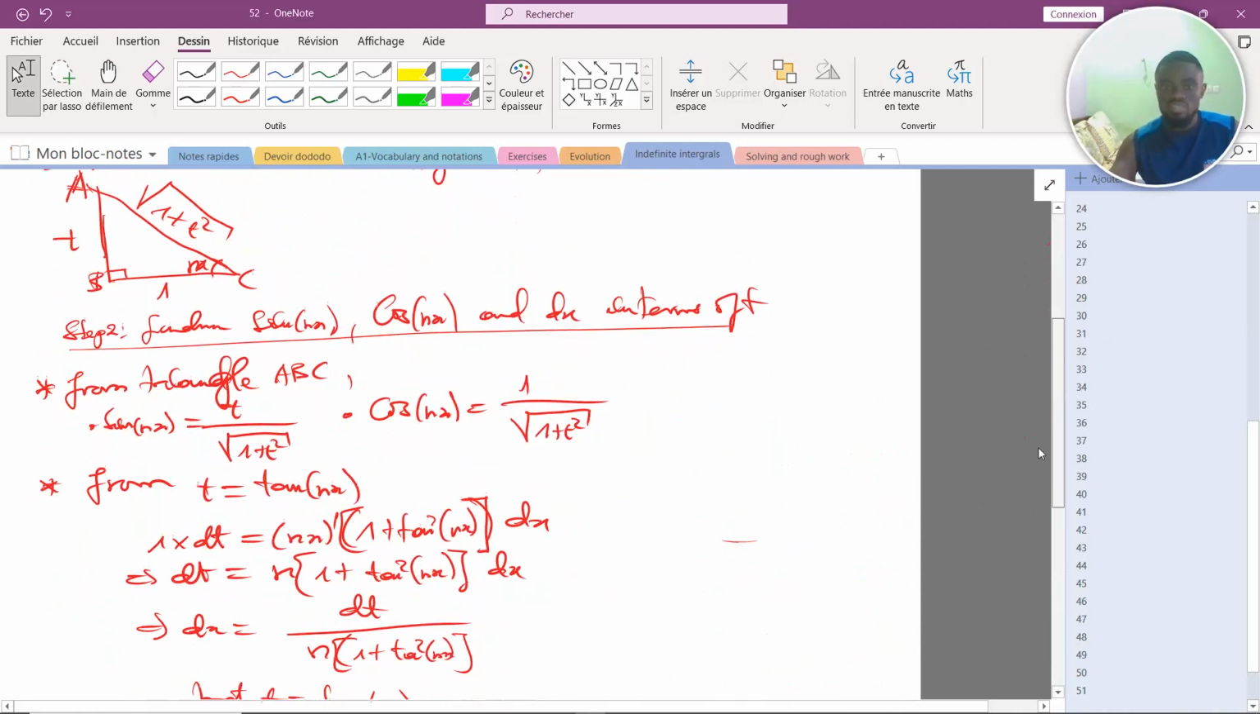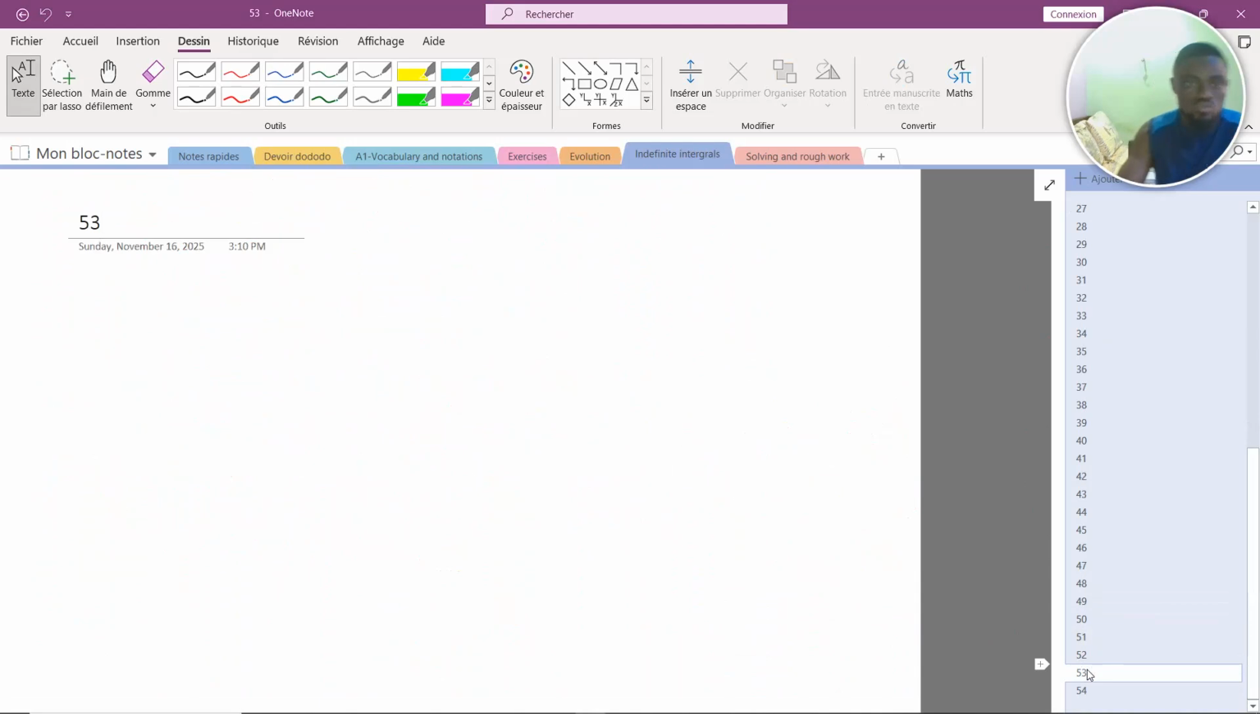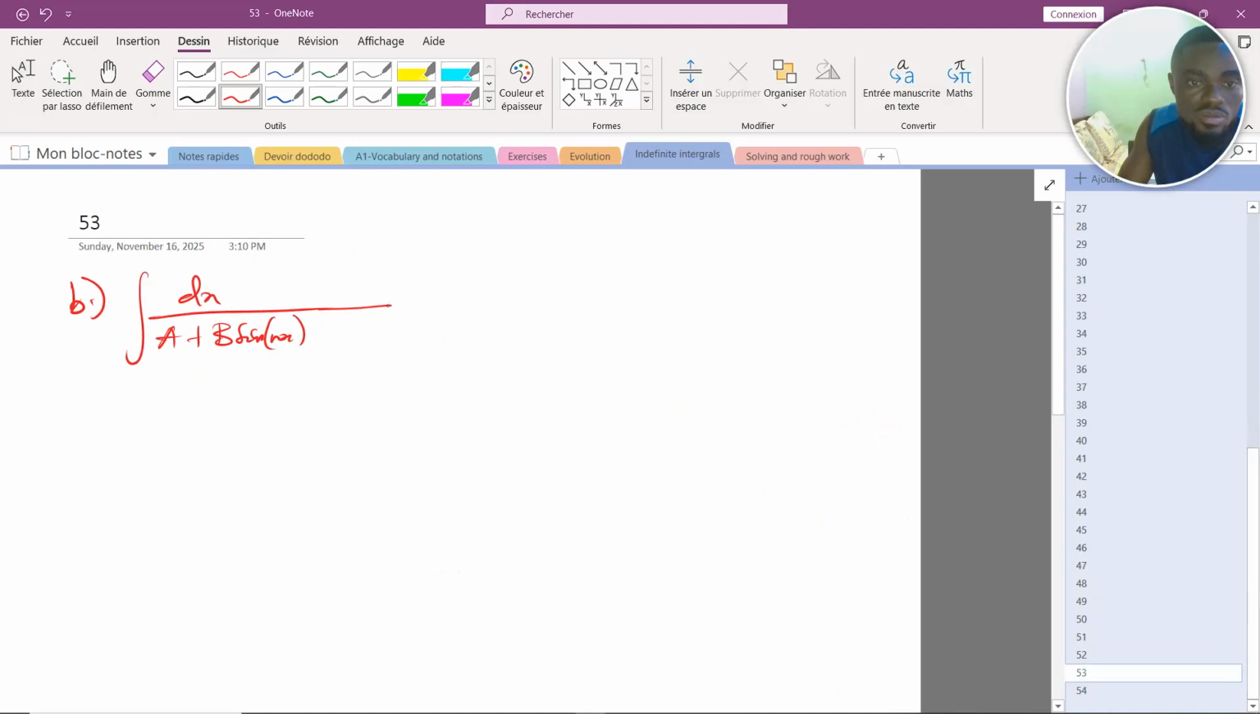Let's move to the next one. We shall see examples in the next video. So let's move to the b. The b, we are supposed to integrate dx on a plus b sine nx plus c cos nx. Very good. How are you supposed to integrate this?